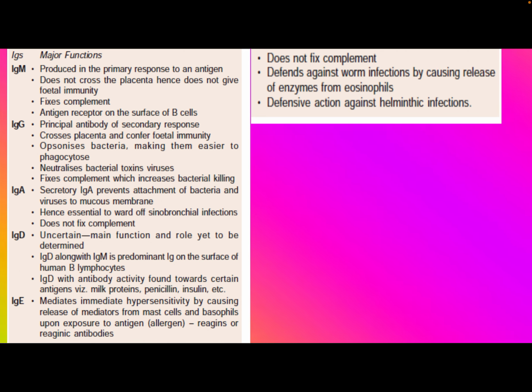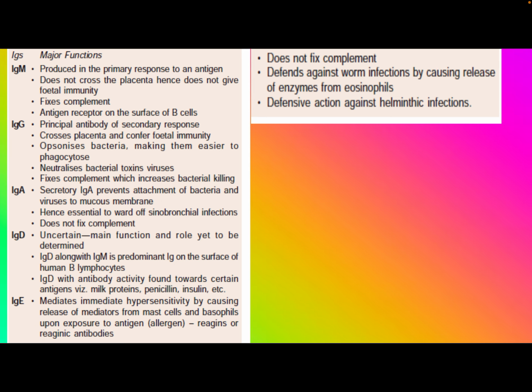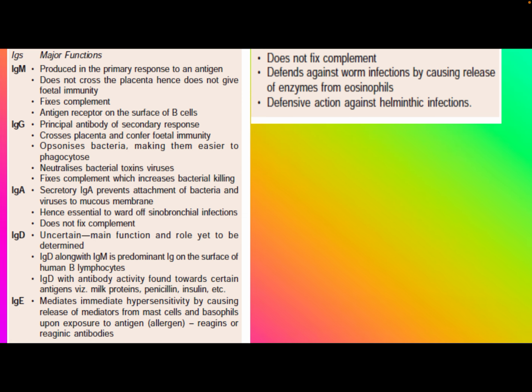Then IgA is the antibody present in the colostrum of the milk. Then IgD's function is not fully determined, but it is the main antibody found towards certain antigens. Then IgE is the antibody which mediates allergy, secreted mainly during allergic responses. So that is about immunoglobulins.